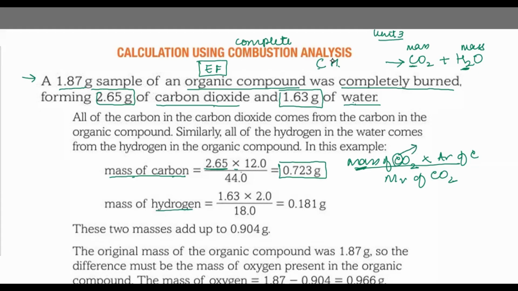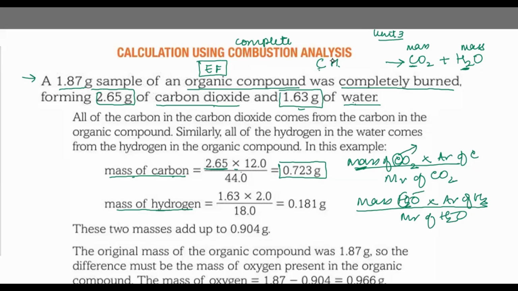Okay, in the same way, in order to find the mass of hydrogen, what you'll do is take the mass of water, that's basically, in this case, 1.63, times the AR of hydrogen, divided by the MR of water, which is basically 18, right? When you do it, you'll get the mass of hydrogen which is present in the organic compound, right?